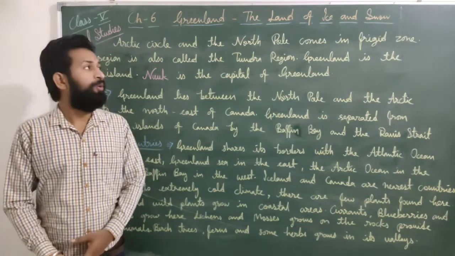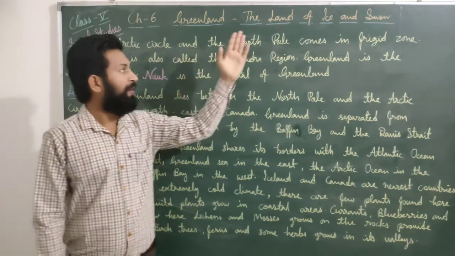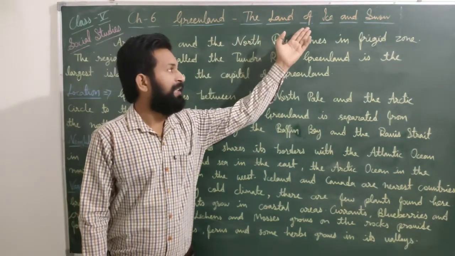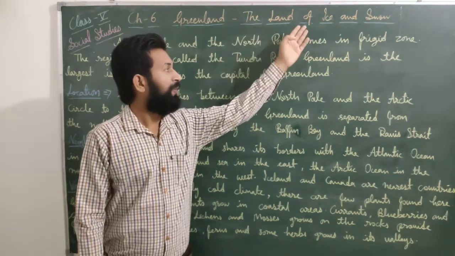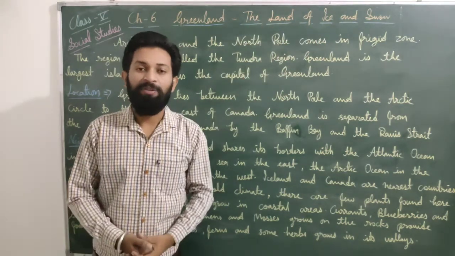Dear students, as you know, in this chapter we will discuss a place whose name is Greenland, fully covered with the land of ice and snow. We can say that because of being covered with ice and snow, it's known as the land of ice and snow.